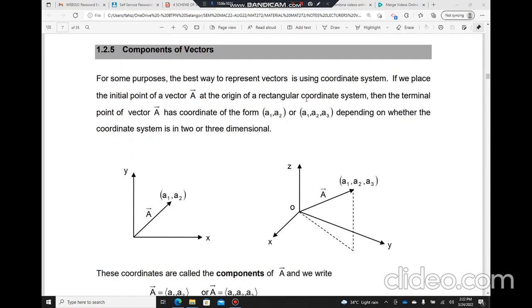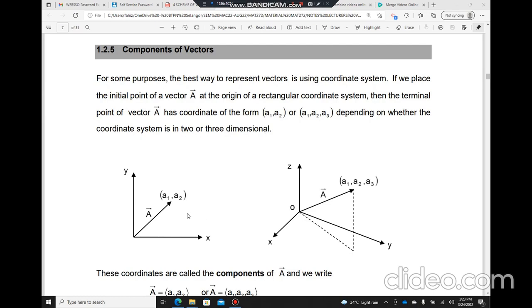Okay, next topic is components of vectors. For some purposes, the best way to represent vectors is using coordinate system. If we place the initial point of a vector A at the origin of a rectangular coordinate system, then the terminal point of vector A has coordinate of the form A1, A2 or A1, A2, A3 depending on whether the coordinate system is in 2 or 3 dimensional.